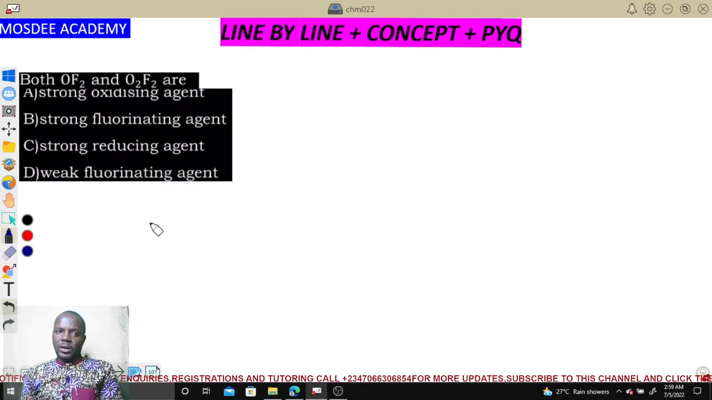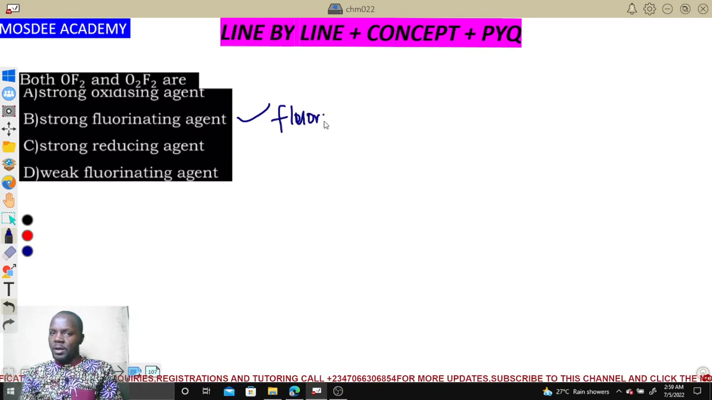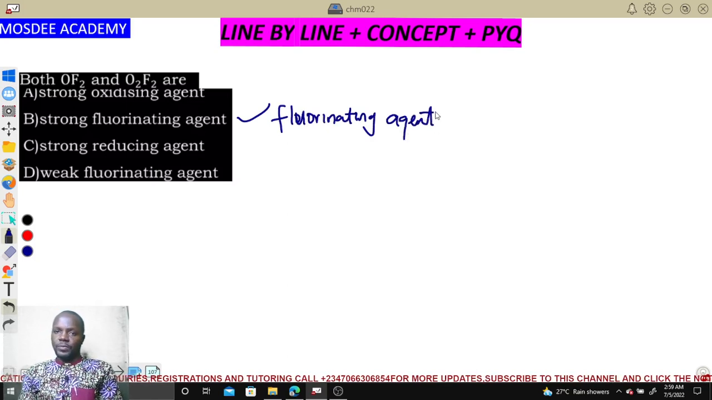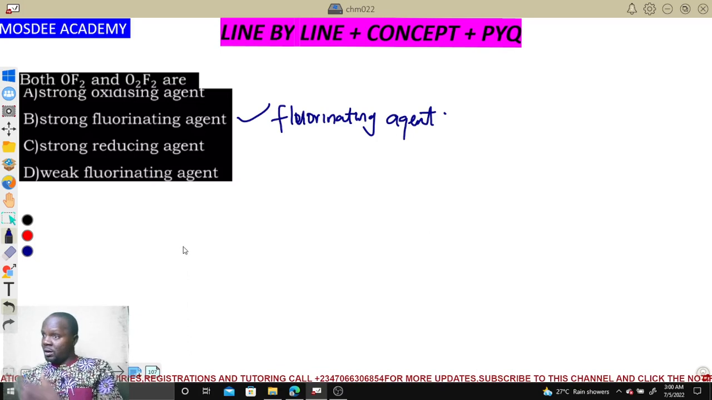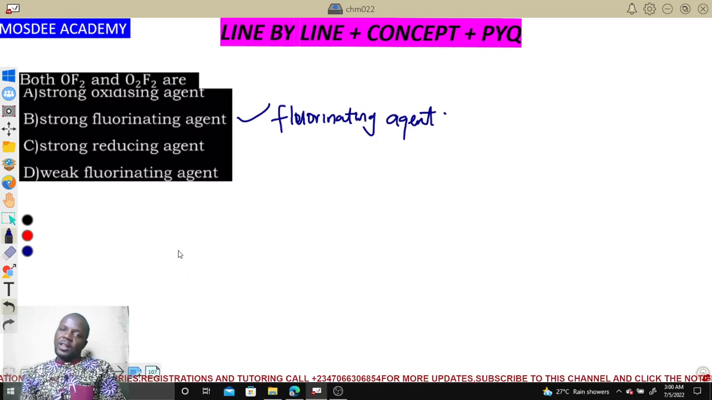Next question. Both OF2 and O2F2 are dash. I talked about them. I said they are fluorinating agents, even though my spelling was wrong that time. They are used to obtain plutonium from a mixture of other gases. Now, please note that.